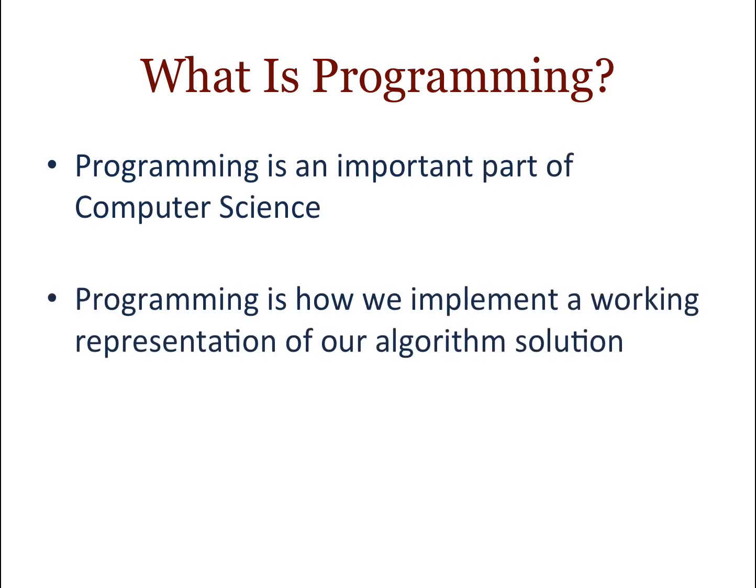So programming is an important part of computer science. We're not saying that you're not going to be programming, or you don't need to know about programming, but it's not the end all. It's like if you're a writer, it's important that you know English and you can put sentences together, and you do that all the time in writing. And different writers write in different languages, but writing is not about that part. So programming is how we implement a working representation of our algorithm, and programming is much more creative. Just like writing is creative, programming is creative.